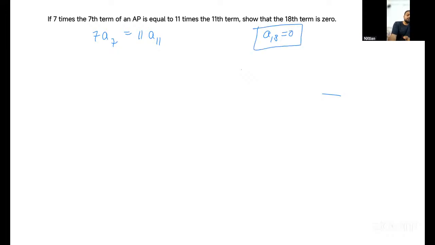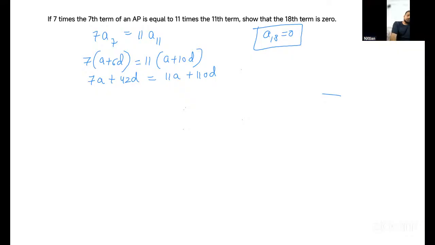So first of all, we don't know anything other than the value of n. So if A7 is there, can I write it like this, A plus 6D? Yes or no? Yes. And if A11 is there, can I write A plus 10D? Yes. Okay. So it becomes 7A plus 42D is equal to 11A plus 110D. Understood, guys?